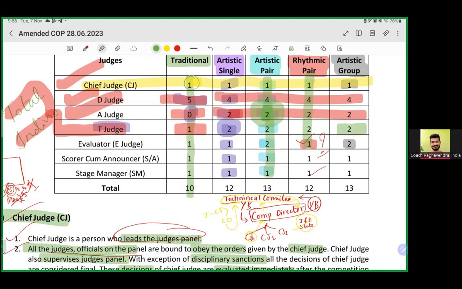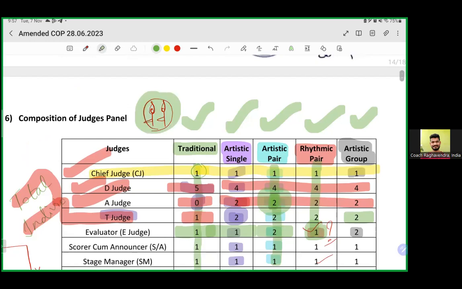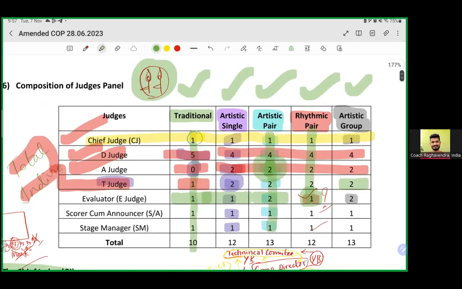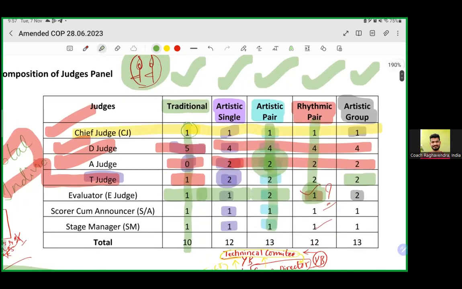When you know about the group event, you will understand the time judge role. Now, evaluator: in traditional yogasana only one evaluator, in artistic yogasana one evaluator because only one person is participating. In artistic pair, two evaluators. Remember that in rhythmic pair there is only one evaluator because only one asana is demonstrated by two athletes. That's why only one evaluator, and in the artistic group event two evaluators. Now, when it comes to announcer and scorer, only one person in all events. Stage manager also only one person in all events. Now, let's see the work of the evaluator, followed by the scorer, followed by the stage manager.